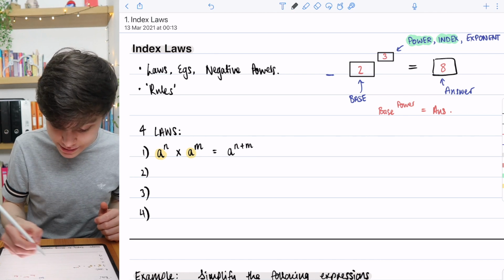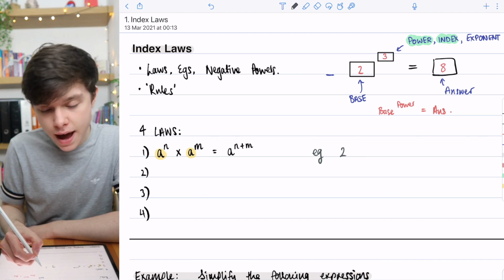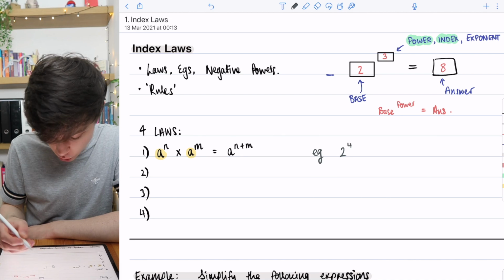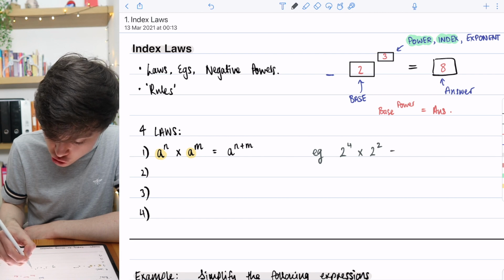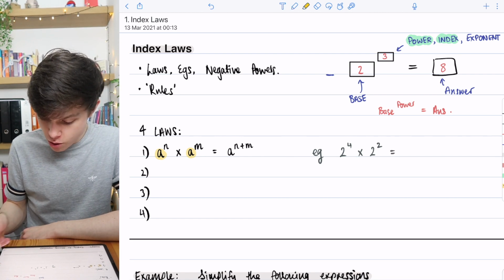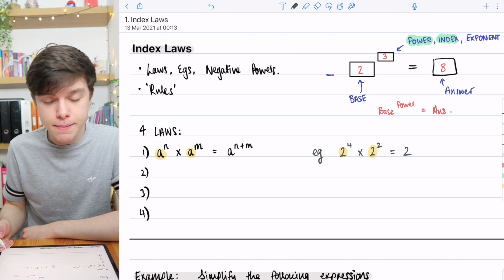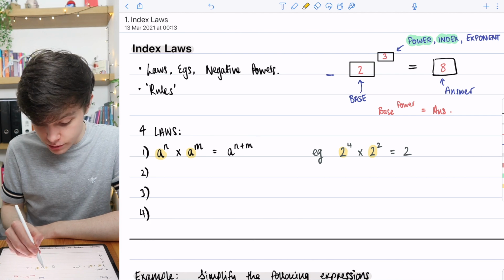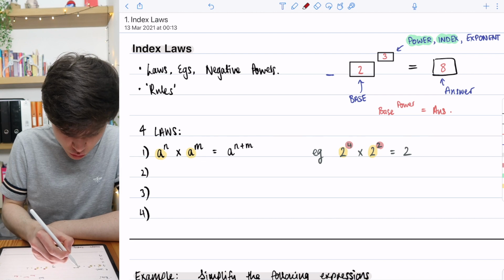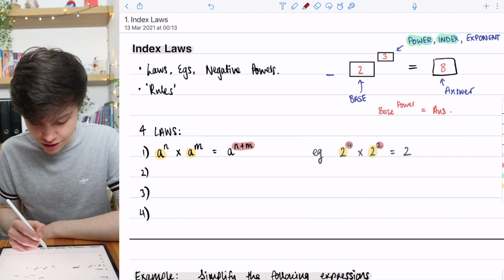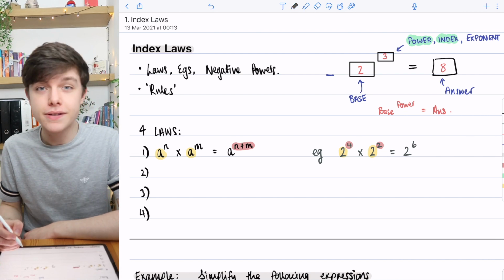Let's just have a quick example where we've got that first rule. Let's say we've got the base 2 and we raise that to the power of 4, and let's say we multiply that by 2 squared, or 2 to the power of 2. Well, note that the bases are the same, so the base is going to stay the same. And then for the powers, I'll highlight that in red, using the rule, we're just going to add the powers together. So when we do that, we're just going to get 2 to the power 6.